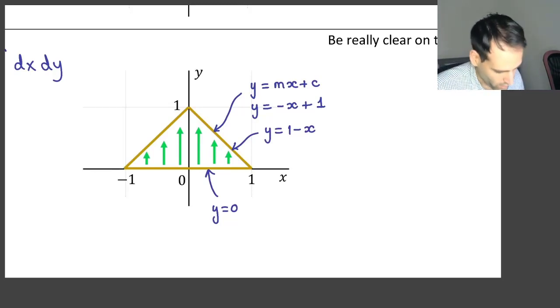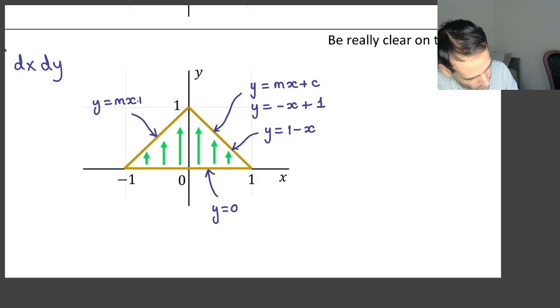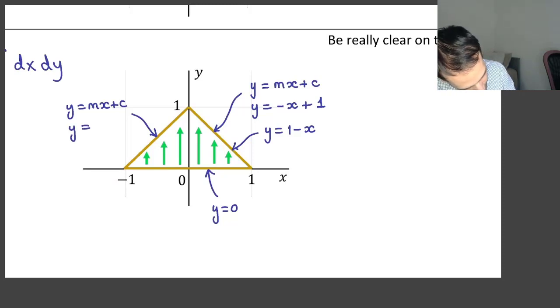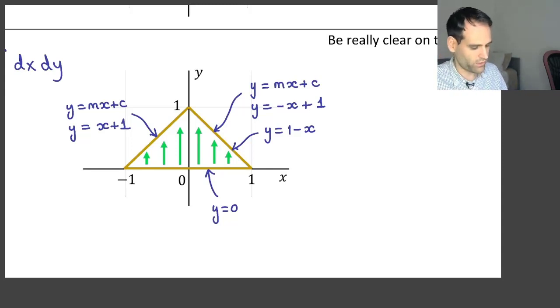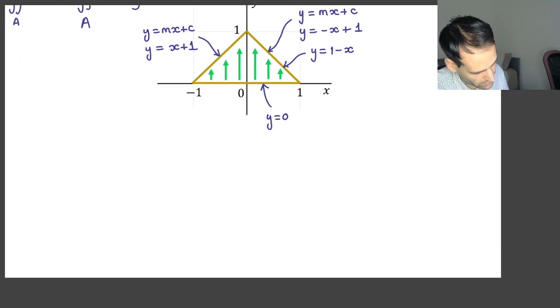Okay, now what about this line here? So again we use the trick y equals mx plus c. So what is the slope of this line? The slope is 1, right? Because this is a 45-degree angle, so the slope is 1. And what is the intercept of this line with the y-axis? It intercepts the y-axis at y equals 1. Therefore this line is given by y equals x plus 1. Okay, so that is my equation for the top line. So now we have equations for all of the lines that bound this region of integration. So therefore we can now calculate the integral.